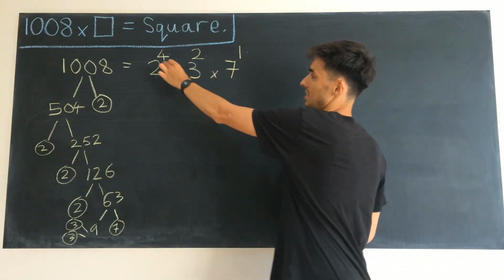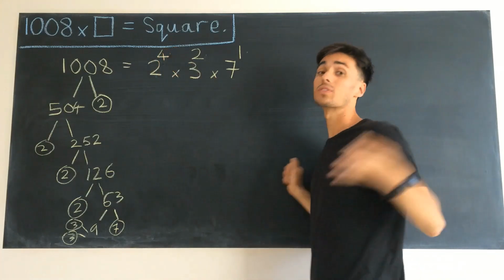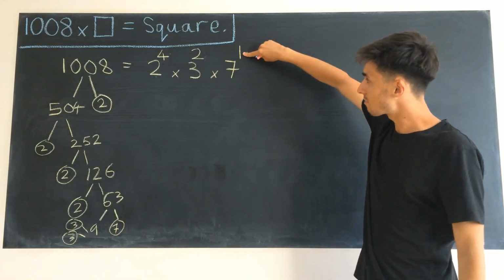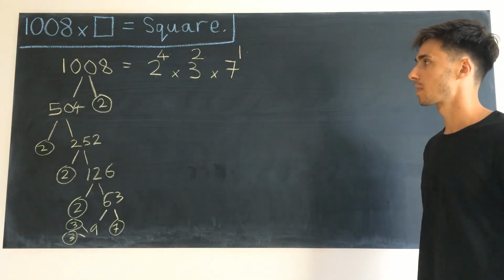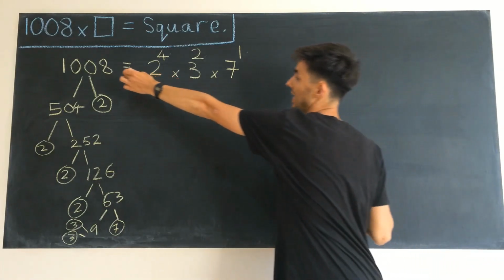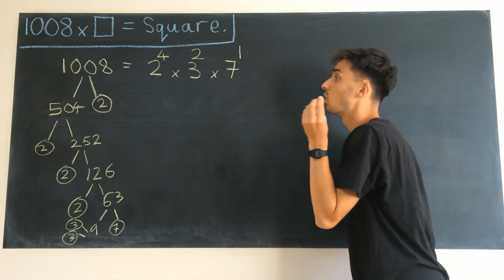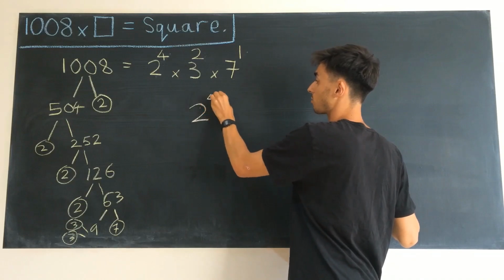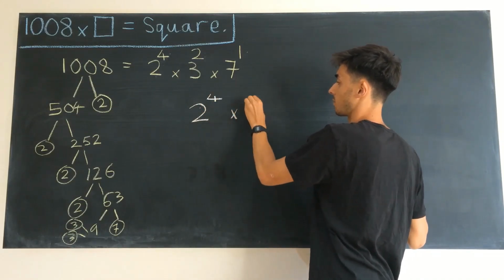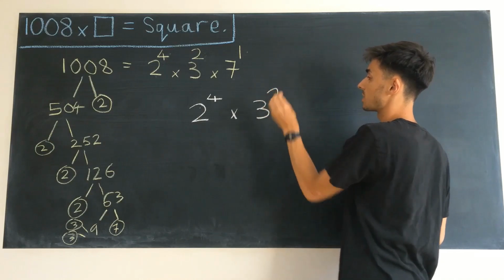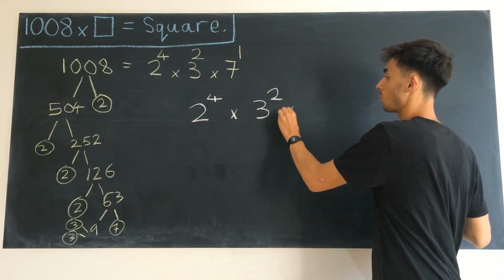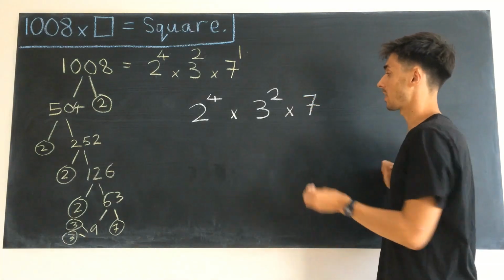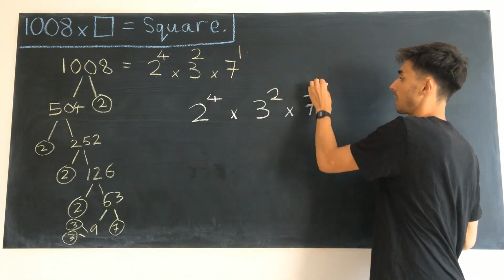So what we need is this number to be even. The 4, that works. This number to be even, the 2, that also works. But the 7, not an even number. So to make our 1008 times something a square, we need it to be, our 2 can still be to the power of 4, that works. Our 3 can still be to the power of 2, that works. But we would need 7 to be to the power of the next even number above it. So at the moment it's power of 1.